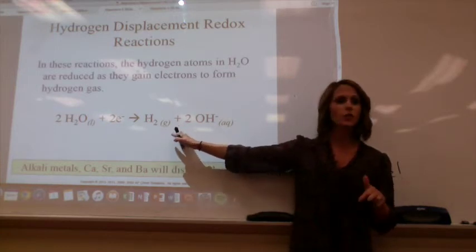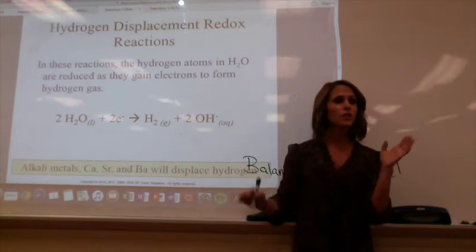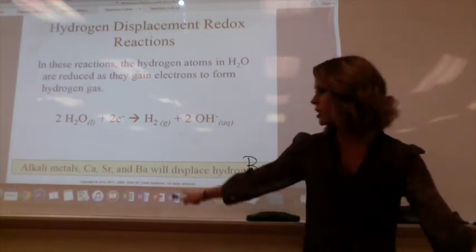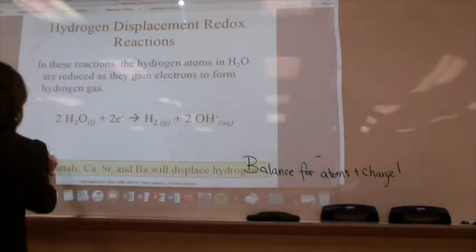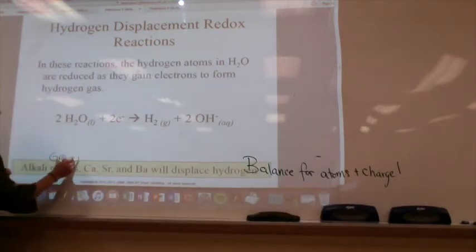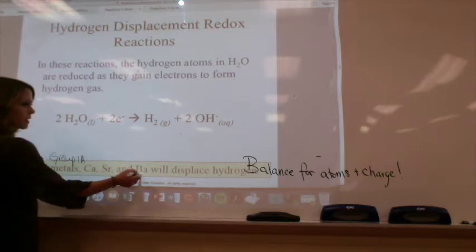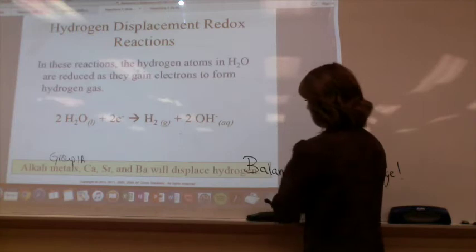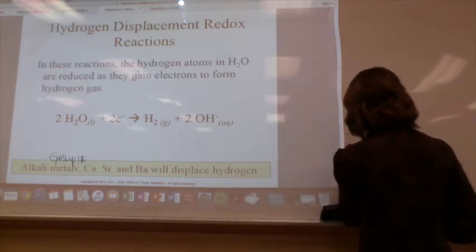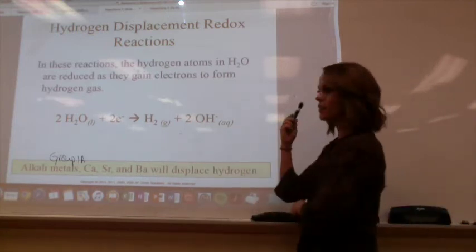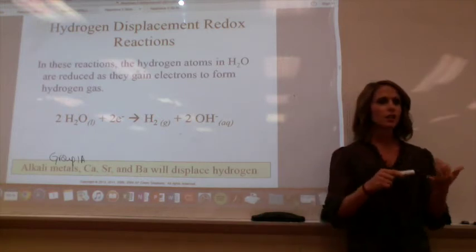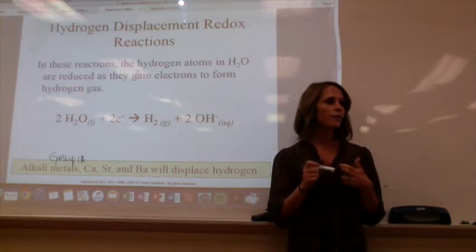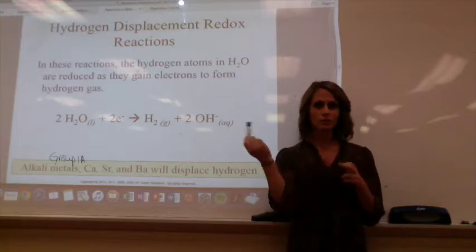The way that this works is that a metal gets dropped in water. So if you see on the bottom it says alkali metals, which are your group 1A, calcium, strontium, and barium will displace hydrogen. So I drop any of these metals into water and I'm going to do this reaction. That's kind of obvious, right? It's not a precipitation. It's not a redox reaction. It's not a halogen displacement. It's a metal in water. Every time you see metal in water, that's what you're going to do.